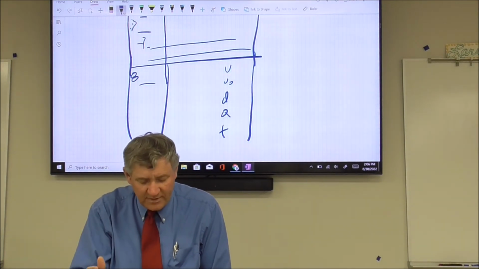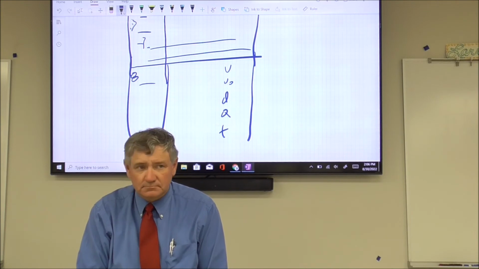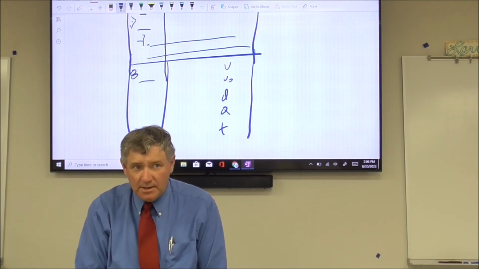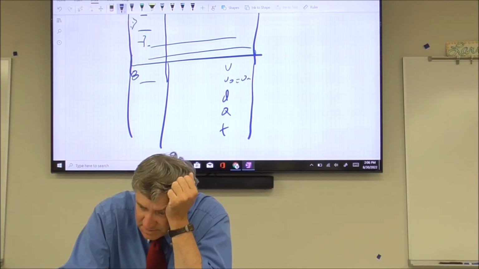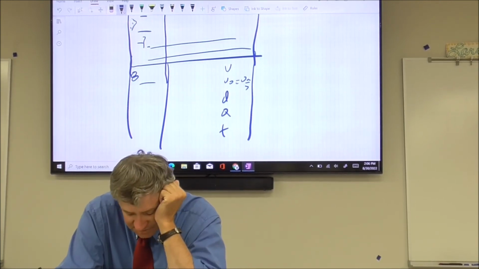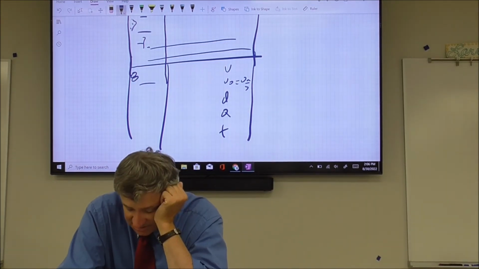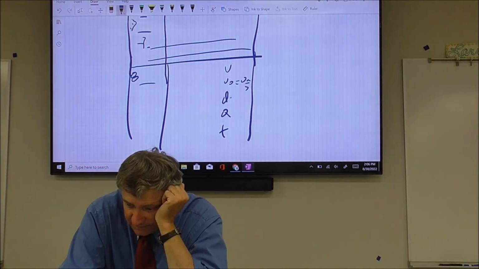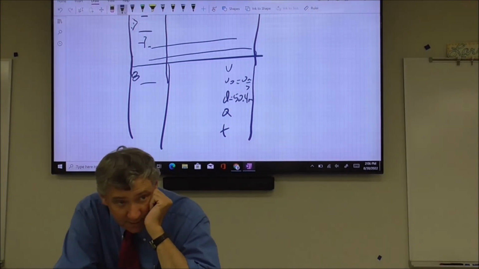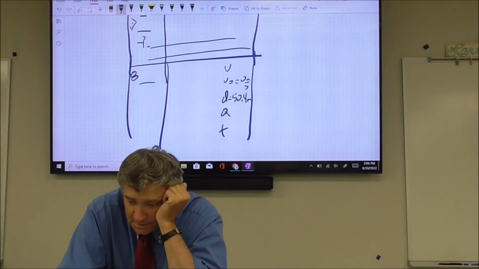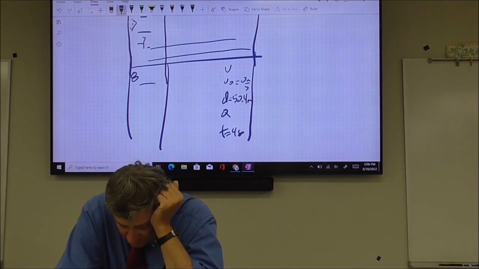So a Corvette starts at rest. What does that mean? 0 meters per second as my velocity. So V naught is going to be 0 meters per second. What else do I tell you? The distance is going to be 50.4, about half the length of a football field. What else do you got? Time, I got a time of 4 seconds. What am I after?